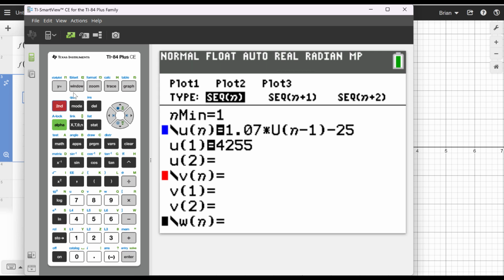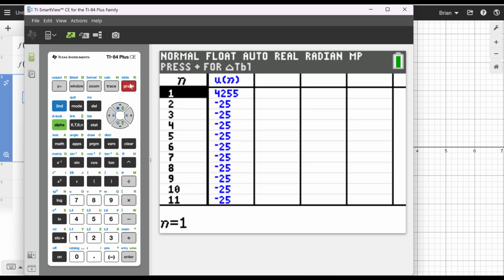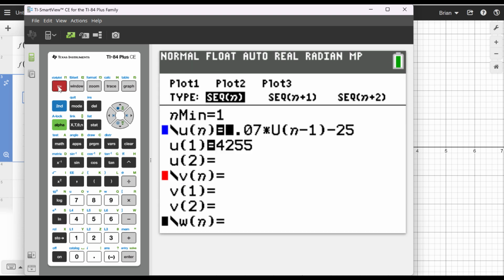So now when I go to the table, second graph, and go to the table, I'm noticing that I made a mistake in my formula. So let's go back and fix the mistake in my formula. Let me hit the Y equals. I used the wrong u. If you actually look above number 7 in blue is u. That's actually what I want to use here for my prior value.